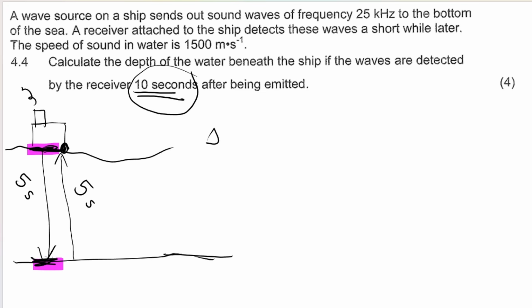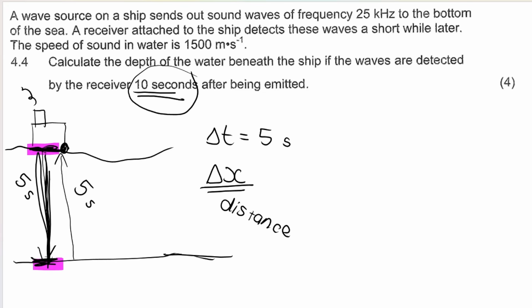So the time that it takes to go from the ship to the bottom of the ocean floor, remember I'm looking for that depth, is 5 seconds. So we'll use the time that it takes. We're looking for that depth. We're basically looking for distance or displacement. This is the symbol for distance or displacement, which will give me the depth. If I know how far this distance is, I know how deep this water is. So that's what I'm looking for.